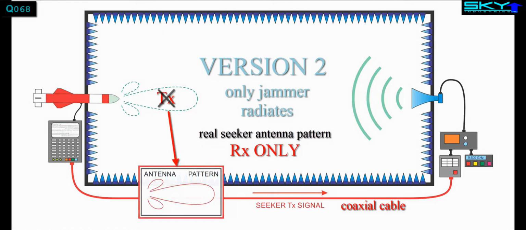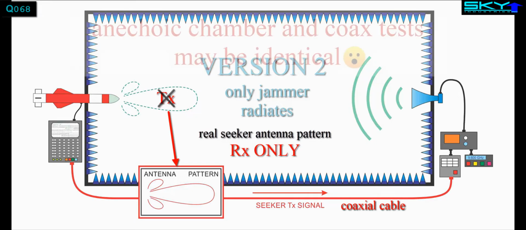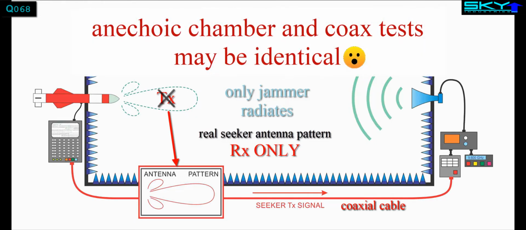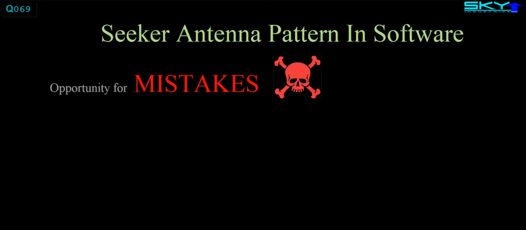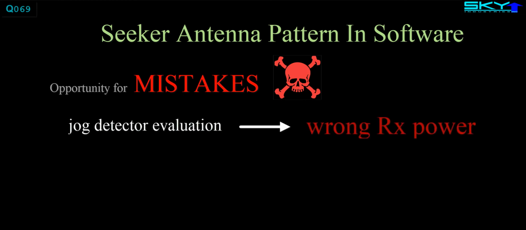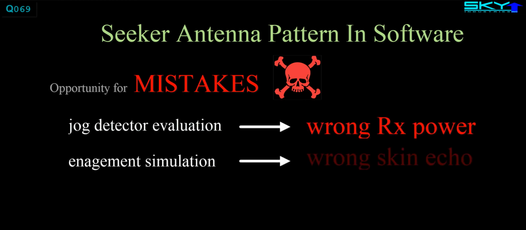This means that the seeker antenna pattern in transmit mode must be synthesized and fed to the jammer through coaxial cables. So from the point of view of testing the jog detector, there may effectively be no difference between the anechoic chamber tests and the coaxial lab bench type tests as seen by the jog detector. Now this genuinely opens the door to some spectacular mistakes that can undermine not only jog detection, but also the legitimacy of the whole engagement simulation for both the coaxial cable and the anechoic chamber tests.